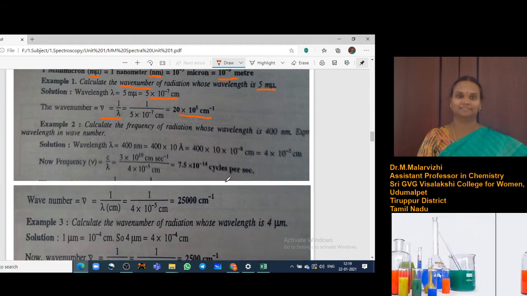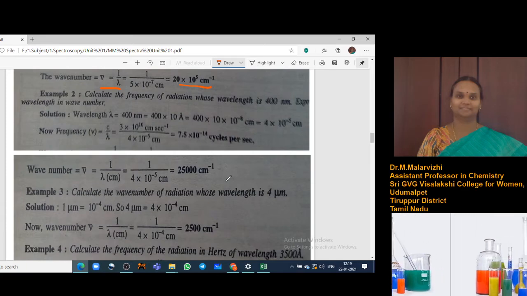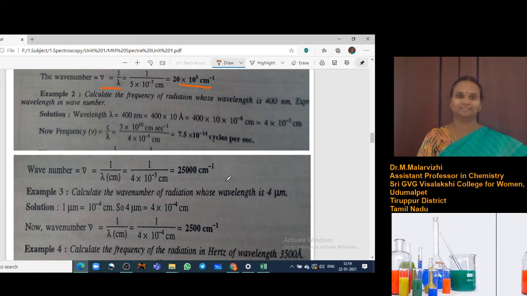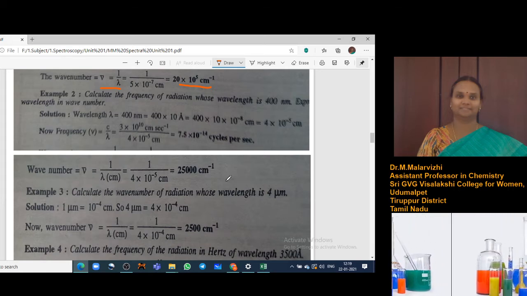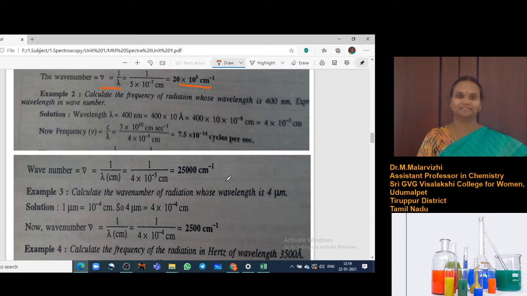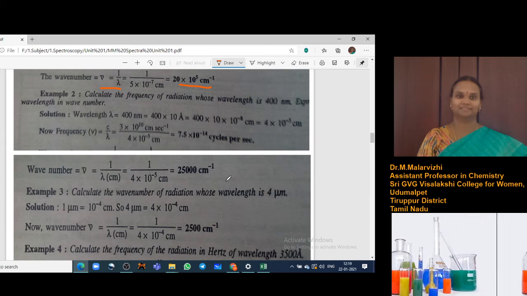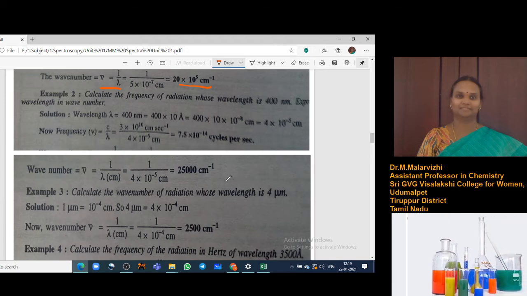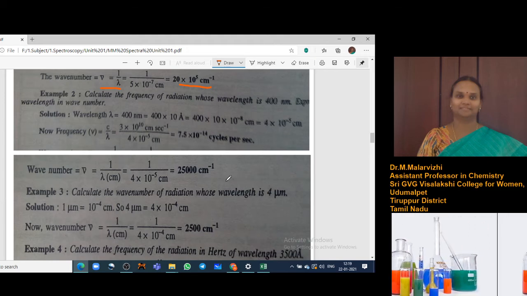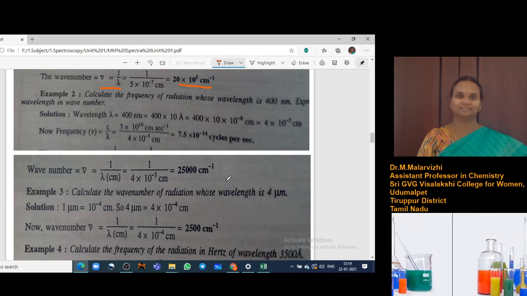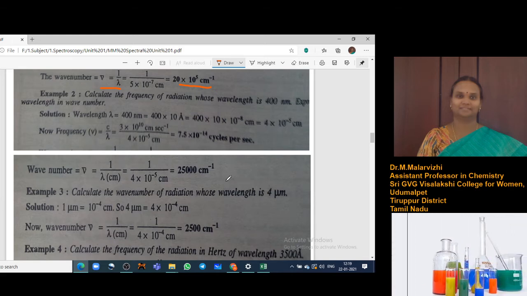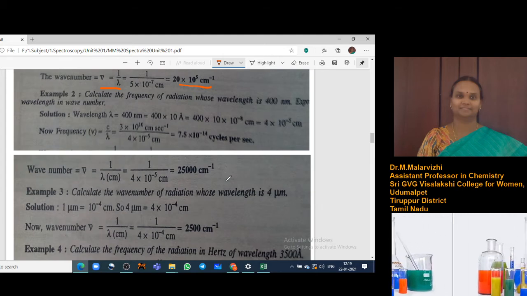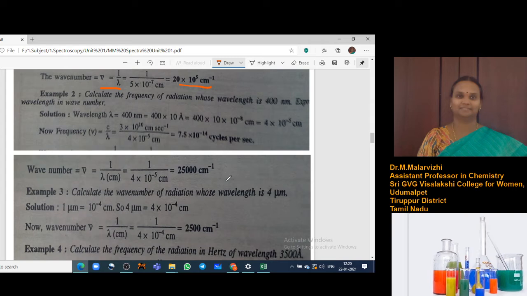Now come to example 2. Calculate the frequency of radiation whose wavelength is 400 nanometer. They are asking to calculate the frequency, and the wavelength is given as 400 nanometer. Another question is there: express the wavelength as wave number. So, as usual, wave number is asked, so always have in mind it should be expressed in centimeter to the power minus 1.